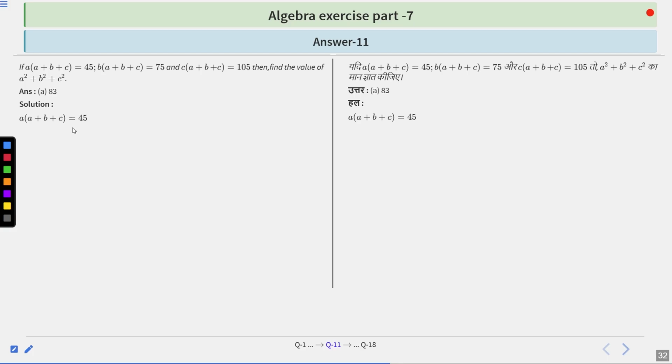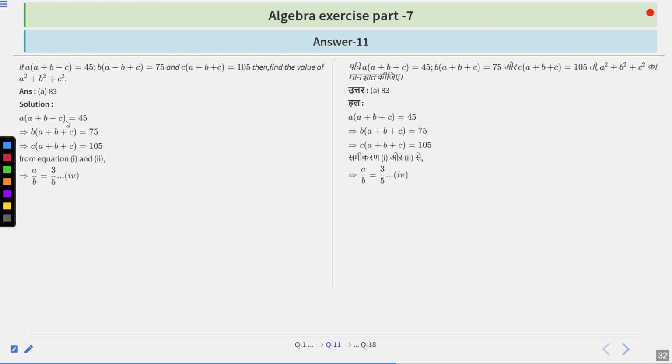A into a plus b plus c equal to 45, that was given to us. And b into a plus b plus c equal to 75, that was also given to us. And c into a plus b plus c was 105. So, from equation 1 and 2, dividing 1 by 2, we get a upon b equal to 3 upon 5. 15 threes are 45, 15 fives are 75. That is our equation 4.